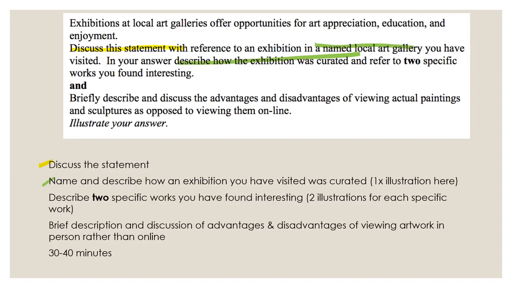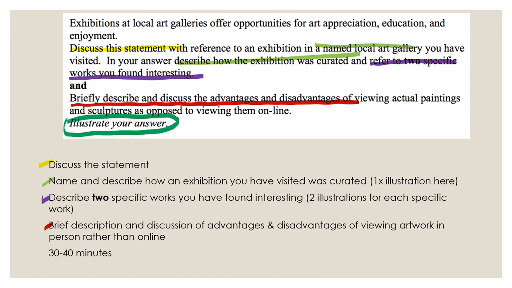What we'll do after that then is refer to two specific works you found interesting. So we'll name and describe two specific works, and we'll briefly describe and discuss the advantages and disadvantages of viewing actual paintings and sculptures as opposed to viewing them online. And then our very last part of the question we have to answer is illustrations. So you should have illustrations in every art history question.